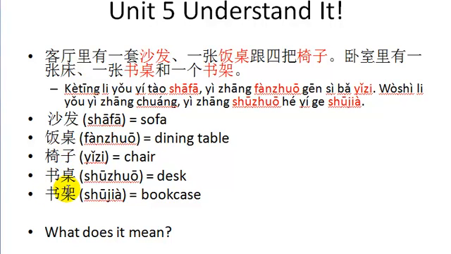书桌, so you have 桌 again. 桌 means table. And you know 书 means a book. So a book table, 书桌 is a desk. And then you have 书 again, 书架. 书架 is a bookcase. So, pause and write down what you think this sentence means.